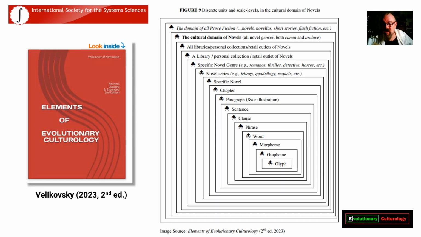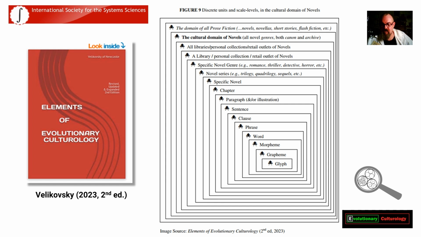Figure 9, units and scale levels in the domain of novels. So the smallest unit there in the middle is glyph, integrates upwards, law number 1, into grapheme, integrates upwards into a morpheme, integrates upwards into a word, upwards into a phrase, a clause, a sentence, a paragraph, a chapter, one specific novel, a novel series. You might have trilogies or quadrilogies, like the Hitchhiker's Guide to the Galaxy, the 5 books of the trilogy. Specific novel genres, you know, science fiction, detective, thriller, romance, western, whatever, and a library or a personal collection. All libraries, the cultural domain of novels, and the domain of all prose fiction is the larger set, or the superset with all those sets and subsets within it. Fractal holon partons, units of culture, all obeying the 3 laws, like good little units of culture, as they do. Next.